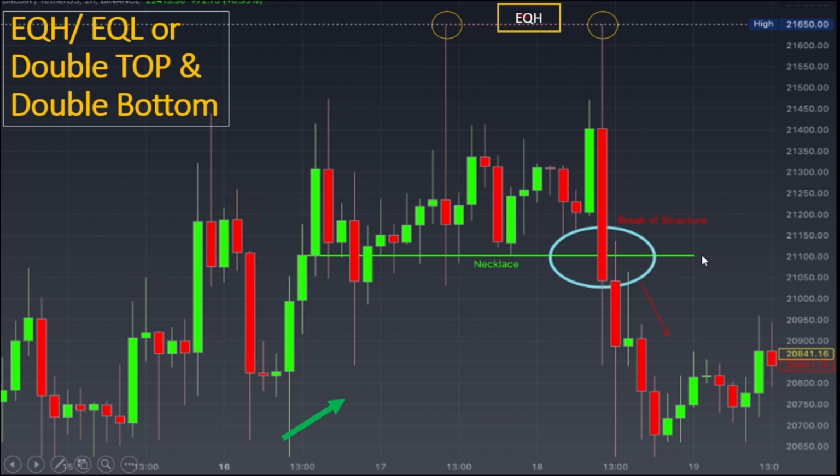Let's take a look at an example. Here's a graph showing an equal high, EQH, pattern. As you can see, the price forms a double top after an uptrend. This pattern indicates that the price has reached the same high point twice. The crucial level here is the support line, which is the neckline of the double top. After forming this EQH, there's a chance the price could break through this support line, leading to a change of character, CHoCH, which indeed happens in this example.